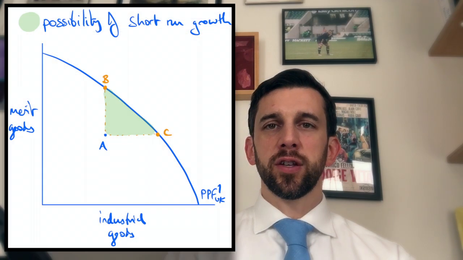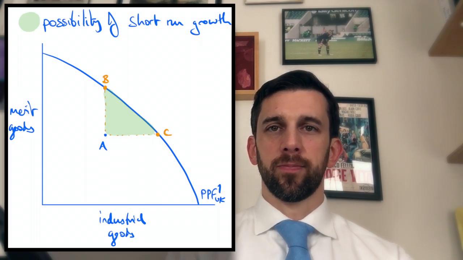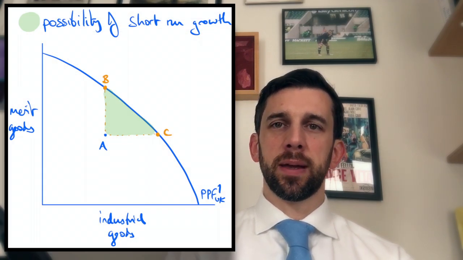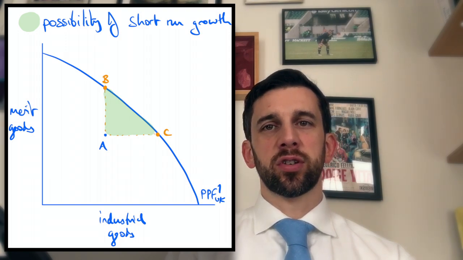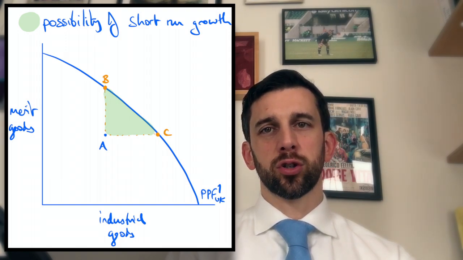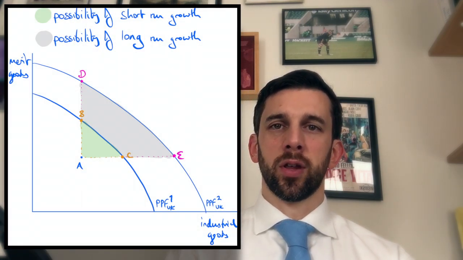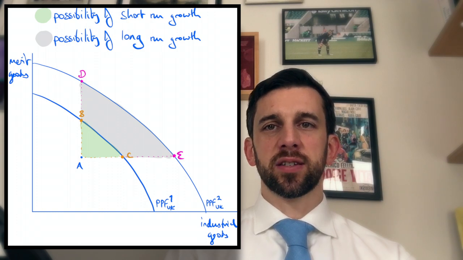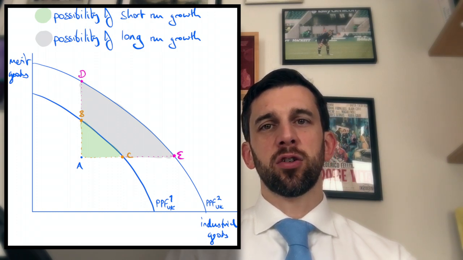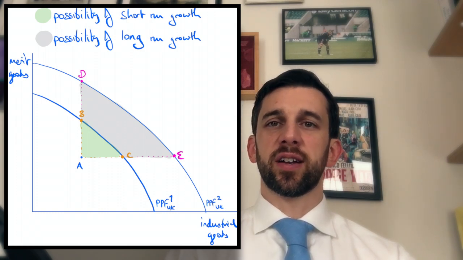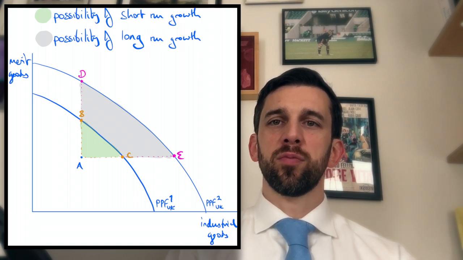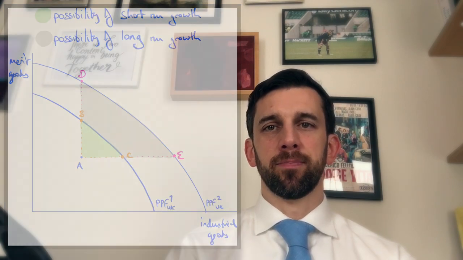Using the PPF diagram enables us to distinguish between two types of economic growth. The first is short-run economic growth. This is a movement outwards towards the PPF, which occurs because there's a reduction in unemployed factors of production. The second is long-run economic growth, also called an increase in productive potential. This is a movement of the PPF itself, which occurs because there's an increase in the quantity and/or quality of factors of production, and/or an improvement in the technology that helps us to use them.